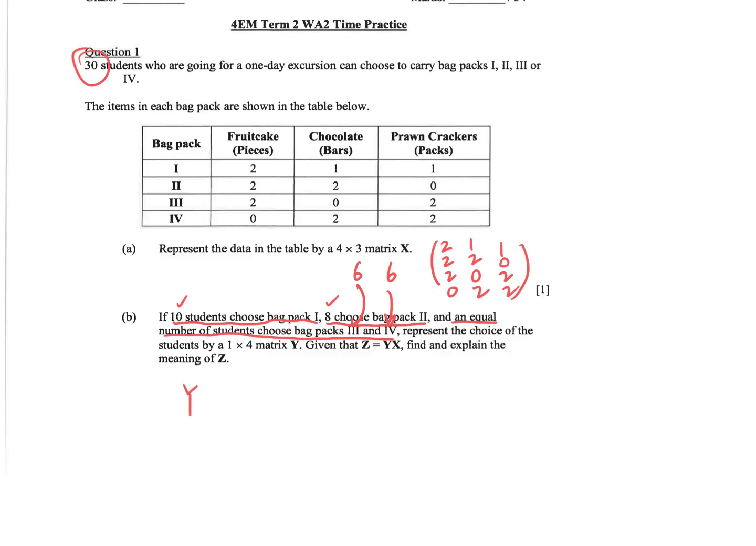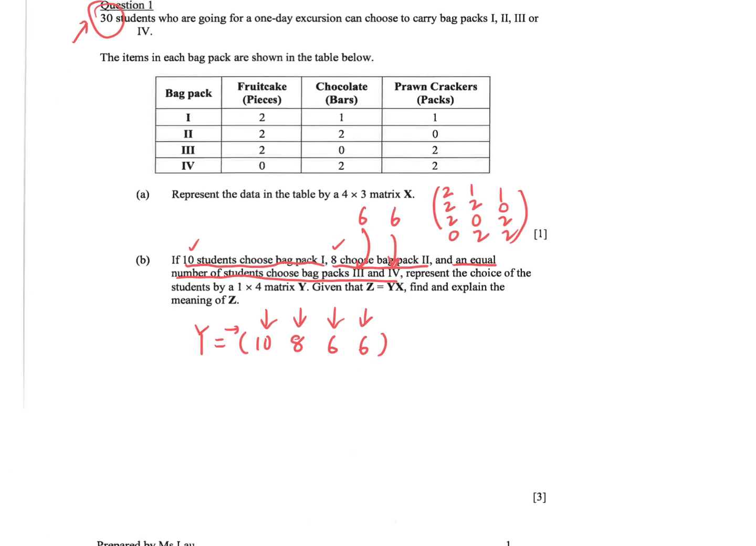So for Y, they say 1 by 4 matrix. So 1 row, 4 columns. So it will be 10, 8, 6, 6. They must total up to 30. So this one you need to be careful. And then they say given that Z is Y times X, then you just have to multiply accordingly.